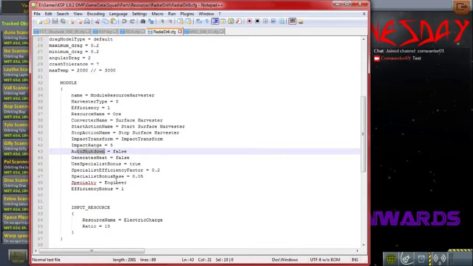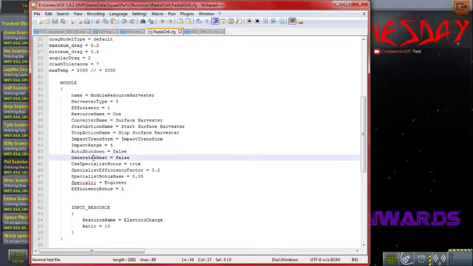Auto shutdown is some sort of condition for shutting it down. I assume it's either when it starts to overheat, as per below, or when the resource tank that it's going to is full.